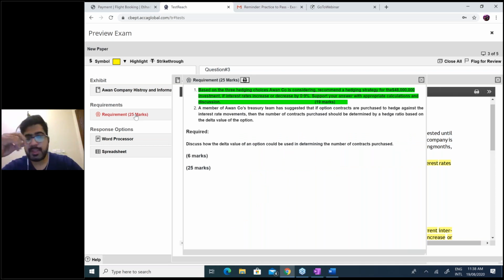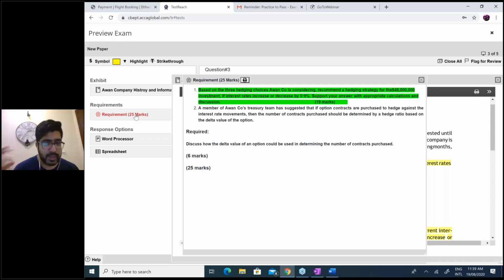So the requirement states, based on the 3 hedging choices Avan is considering, recommend an appropriate hedging strategy for 48 million investment if interest rates increase or decrease by 0.9%. See, the question didn't ask you for a specific strategy. The question only said, recommend a strategy for 48 million investment.